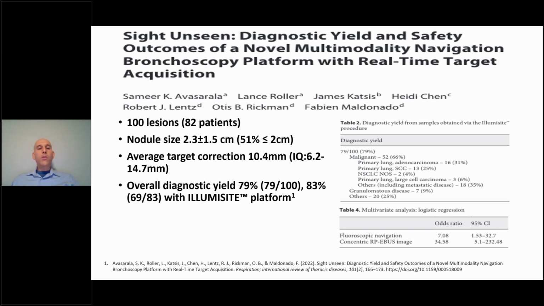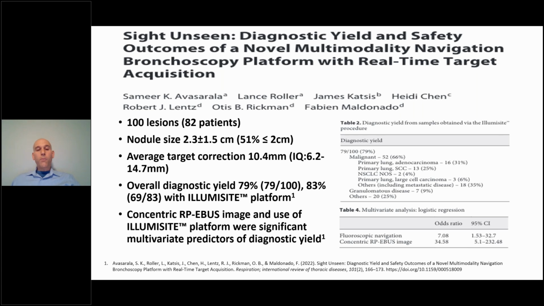And then for those patients who only underwent the ILLUMISITE procedure, meaning that they went forward with local registration and using the continuous tip tracking, in 83 out of the 100, the other 17 had a positive or concentric radial EBUS sign, so they were just biopsied and had something positive on rapid on-site evaluation, so they didn't need to undergo the full ILLUMISITE procedure. 83% of those nodules had a diagnostic yield with the ILLUMISITE platform. And as expected, using the ILLUMISITE platform and having a concentric radial probe EBUS sign were predictors of an improved diagnostic yield in terms of odds ratios, as shown there in the lower table.